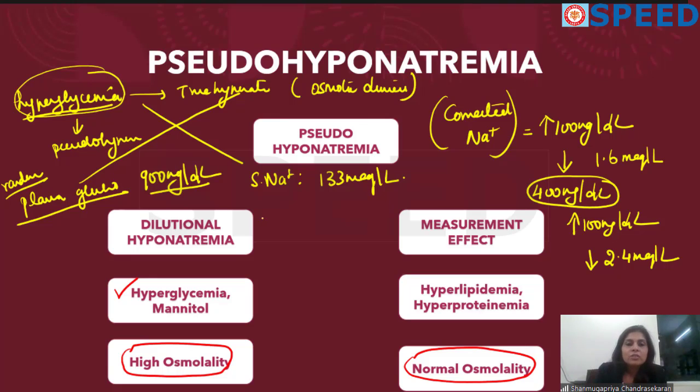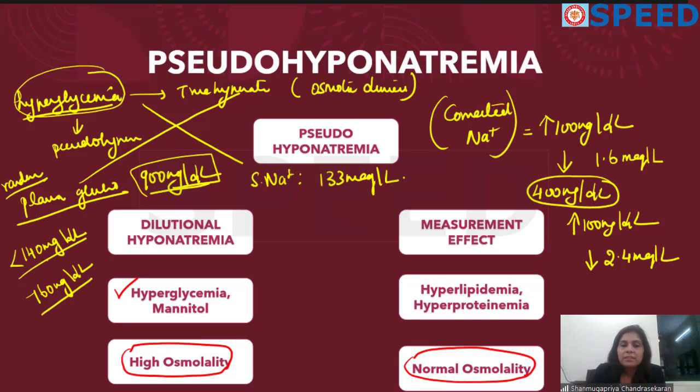So how will you correct the sodium? I said for every 100 milligram per deciliter increase above normal. What is a normal random plasma glucose? 140 milligram per deciliter. Less than 140 is normal. So above 140, how much has it increased? It has increased by 760 milligram per deciliter. And I said for every 100 milligram per deciliter, the increase is calculated. So how many 100 milligrams per deciliter has it increased?